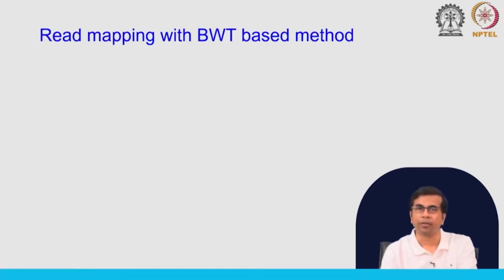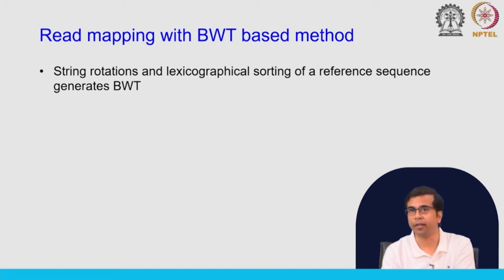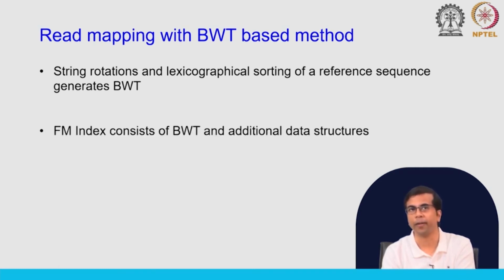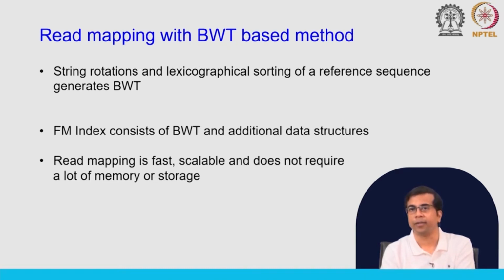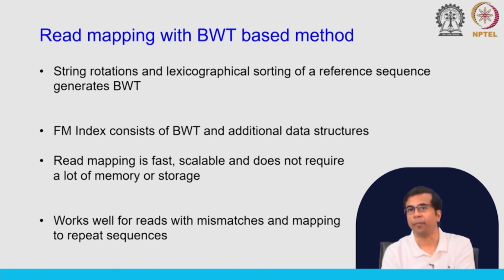Okay. So, how does this work? We have talked about this, and just to remind you, we have seen how we generate BWT through string rotations and lexicographical sorting. We talked about the FM index in the last class. It consists of the BWT and additional data structures, and we have seen with some examples that read mapping is fast, scalable, and does not require too much memory. You can also store the BWT without too much space, and this mapping works very well for reads with mismatches and for mapping reads to repeat sequences.